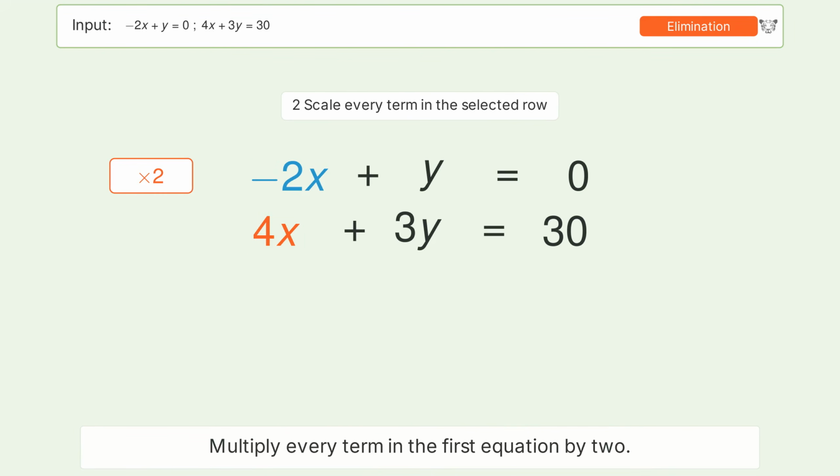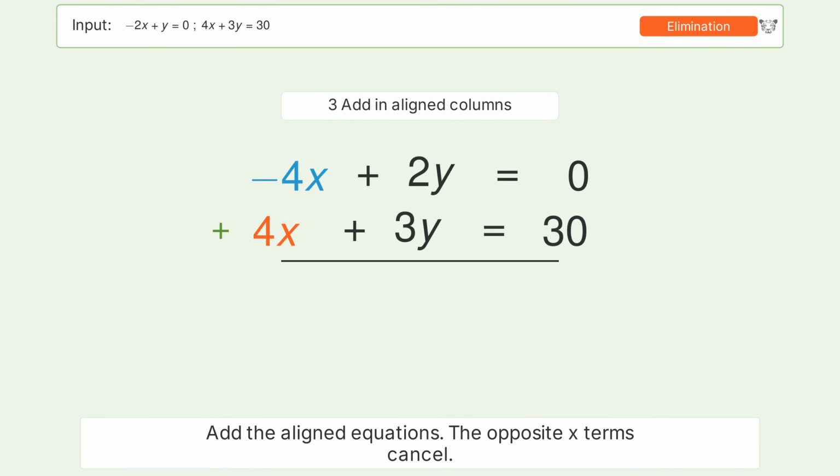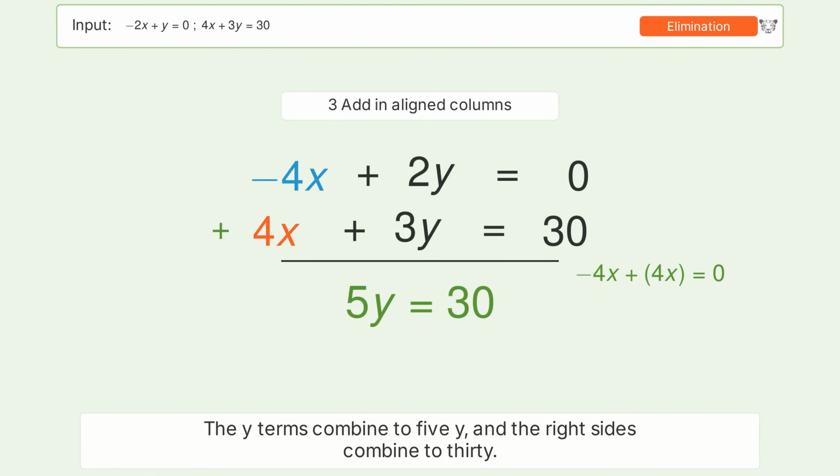Multiply every term in the first equation by 2. Multiply the x term by the same factor. Now multiply the y term by that factor. Finally, multiply the right side too. Add the aligned equations. The opposite x terms cancel. The x terms cancel. The y terms combine to 5y, and the right sides combine to 30.